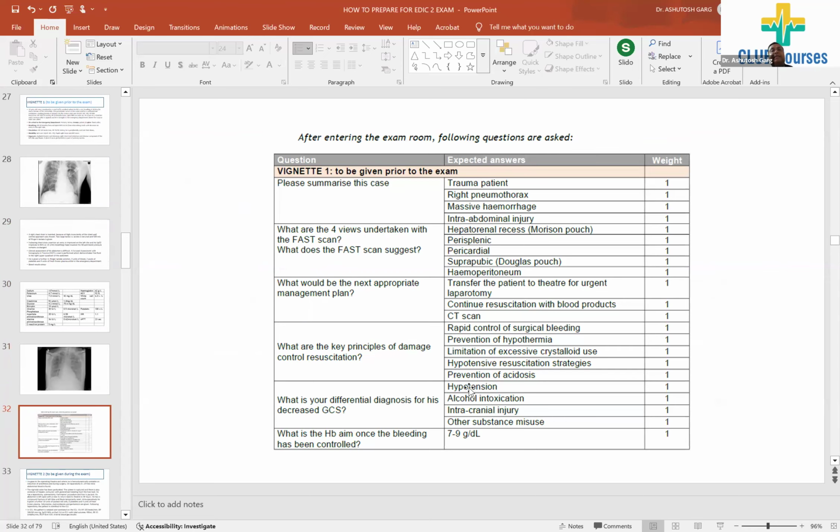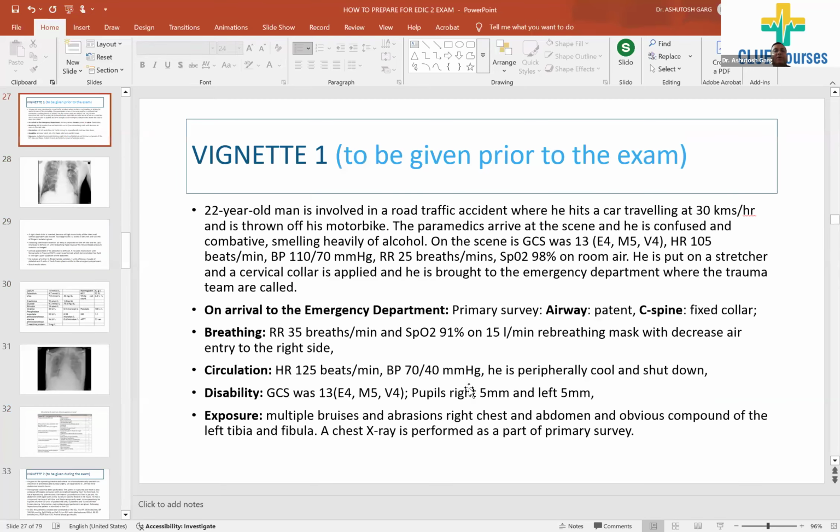First question is, please summarize the case. In summarizing the case, you have to say, let's say, trauma patient, you will get 1 mark. Right pneumothorax, you will get 1 mark. Massive hemorrhage, you will get 1 mark. Intra-abdominal injury, 1 mark. Otherwise, whatever else you say, you will not get any mark. So you need not summarize or read out this vignette. A 22-year-old man is involved in a road traffic accident.